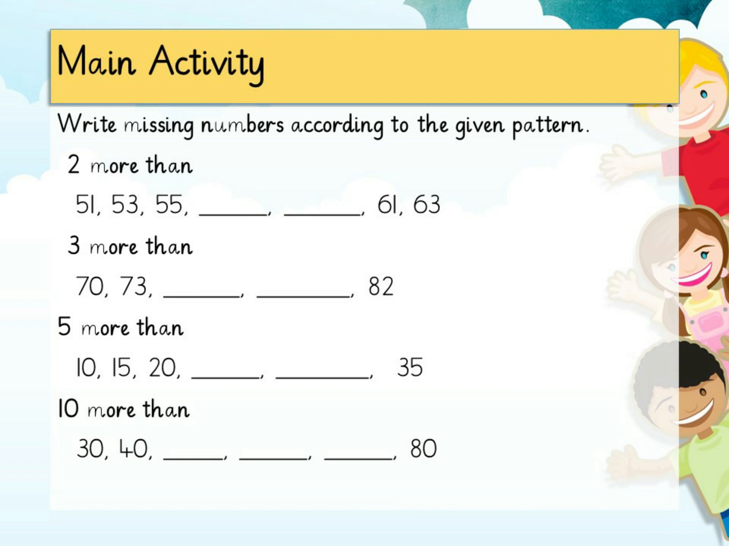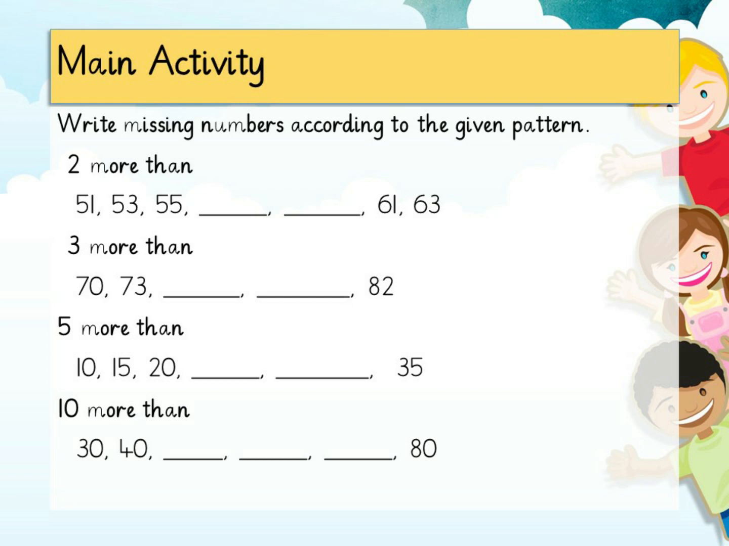Alright children, let's move towards the next part of the lesson, the main activity. The question given over here is to write missing numbers according to the given pattern. The patterns given are add 2 more, 3 more, 5 more or 10 more. Starting from the first part, add 2 more to the given numbers 51, 53, 55. What comes next? Yes, 57 and then 59, correct. 61, 63 afterwards. 3 more than the given numbers 70, 73, then comes 76 and then 79, then 82.